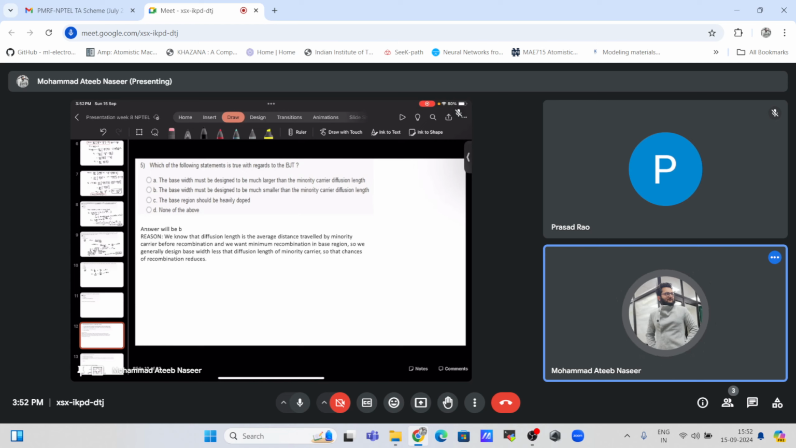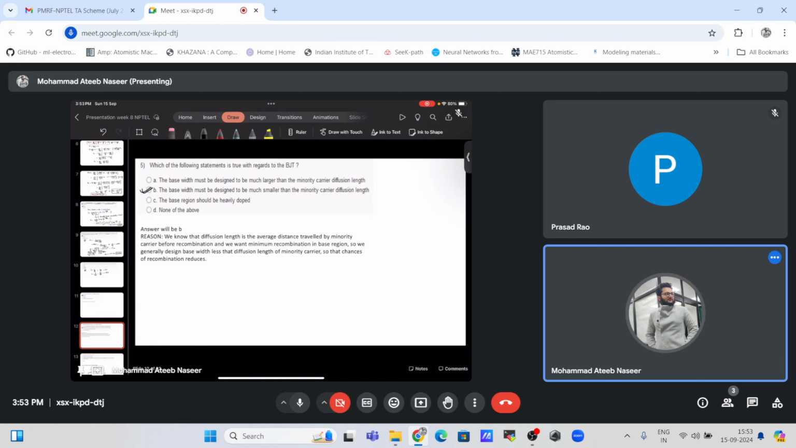carriers, which will be the majority carriers on the emitter side, and when they go on the base side, they will be annihilated, and we will have a decrease in the number of carriers, which we do not need. We do not want the carriers to recombine in the base region. We want the carriers to move directly from the emitter region to the collector region without being recombined in the base region. So for that, we want the base width to be smaller than the minority carrier diffusion length. So option B is the correct option to go with.